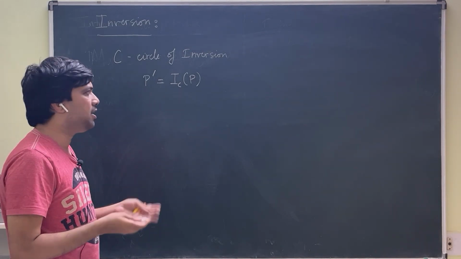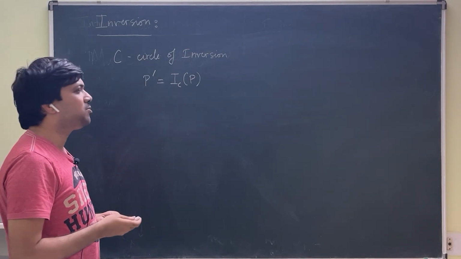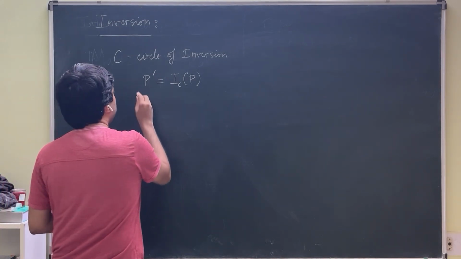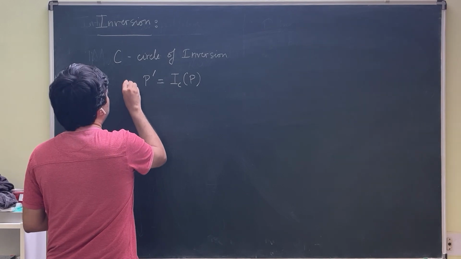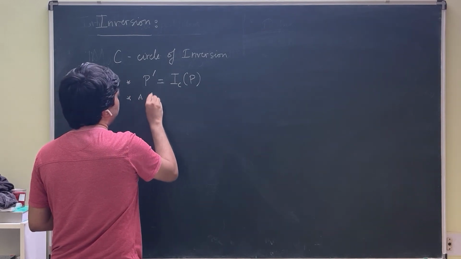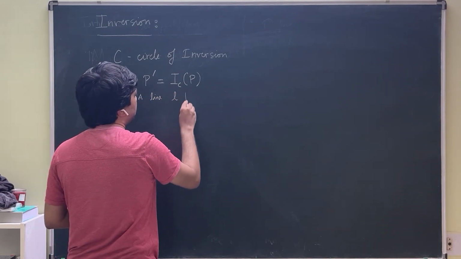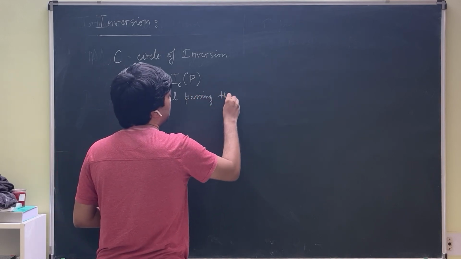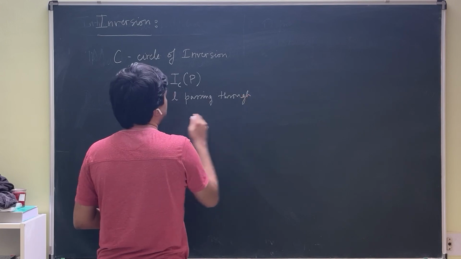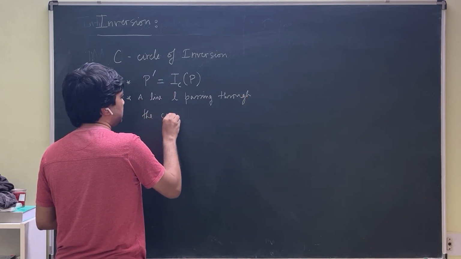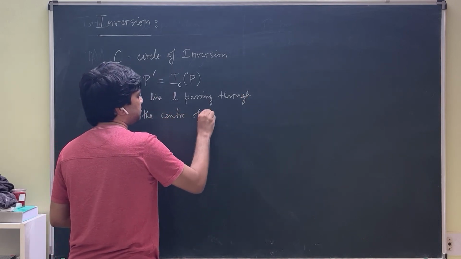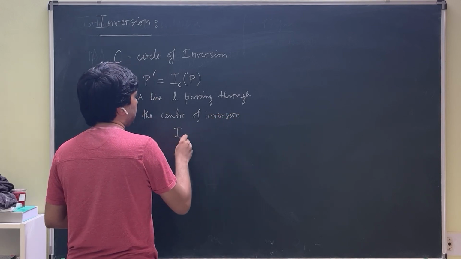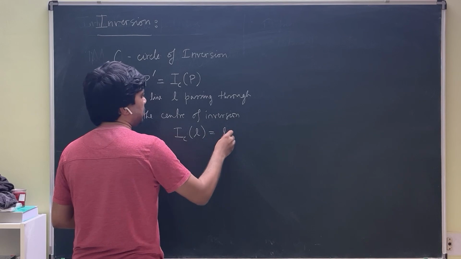Now we'll use both notations, P dash as well as IC of P. Sometimes it's easier to just call it P dash when we label points, but sometimes we want to talk about what inversion does to a line or a circle. So we already saw that if you have a line L passing through the center of inversion, then IC of L is L.